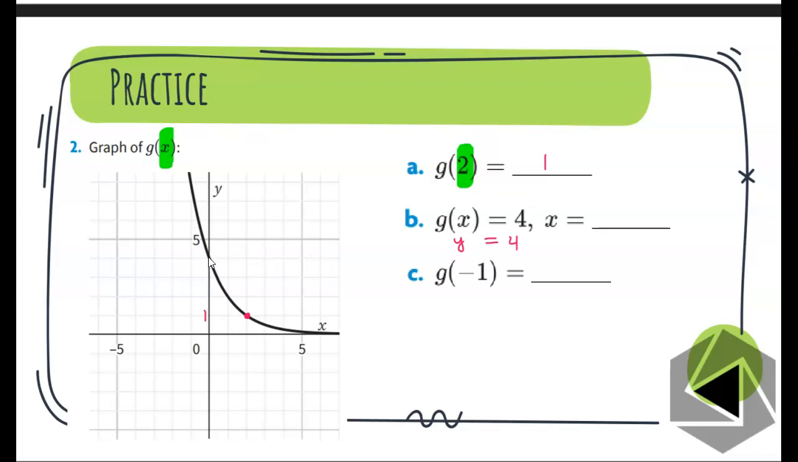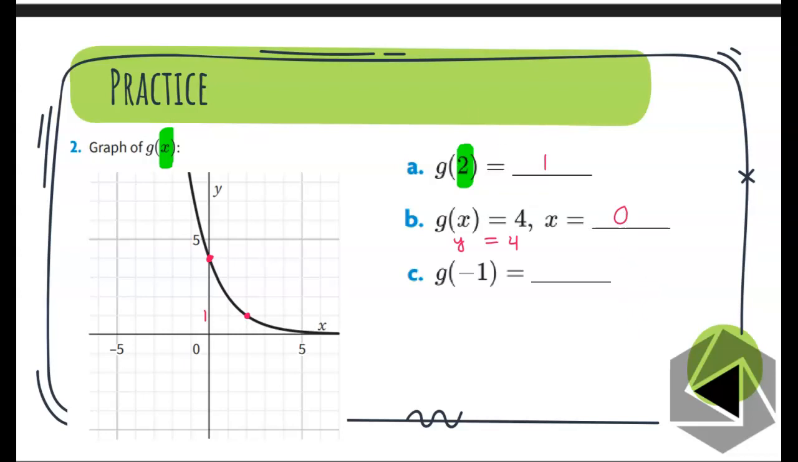Oh, well, it's right on the y-axis, actually. It crosses right there. We don't have to go left or right. So what's our x value there? What's our x value at the y-axis? Oh, it's 0. We're not left or right at all. That's just 0 right there. So x equals 0.